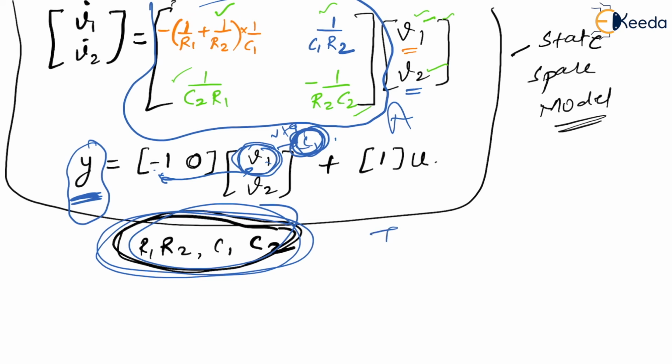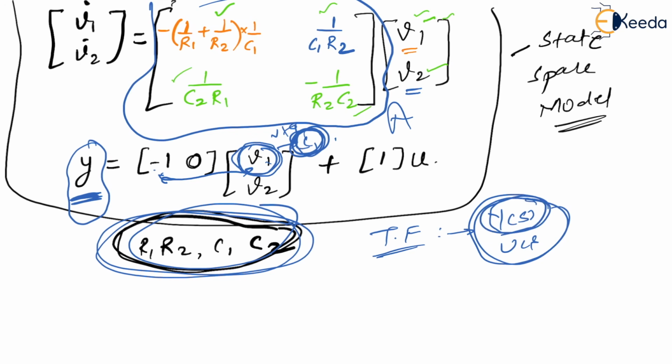Just imagine if we had only this transfer function approach, what we would have understood? We would have only got Y of s upon U of s, that's it. We would have never understood that this Y of s is also dependent on capacitor voltage V1. But now with this state space model we have understood that our output y of t is dependent on voltage V1, which is nothing but the voltage across capacitor C1.